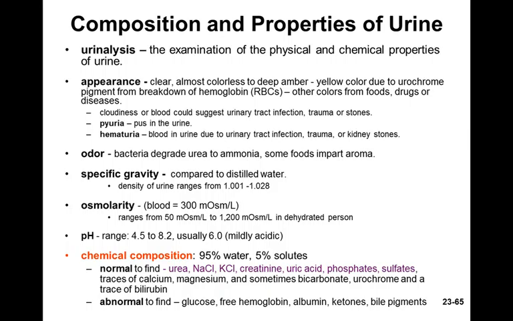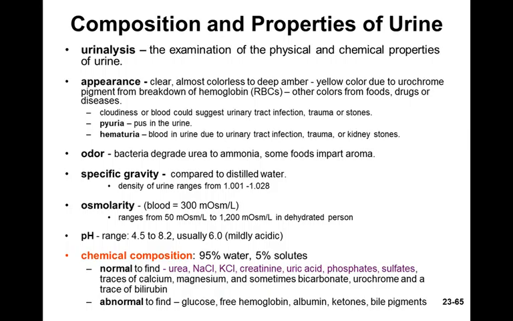The odor, bacteria degrades urea to ammonia, and some foods can impart an aroma. Specific gravity, osmolarity, pH, of course, it's mainly slightly acidic. The chemical composition is mainly water. There's about 5% of solutes. This is a great list of things that are normal to find in urine: urea, sodium chloride, potassium chloride, creatinine, uric acid, phosphates, sulfates, traces, and some other elements.